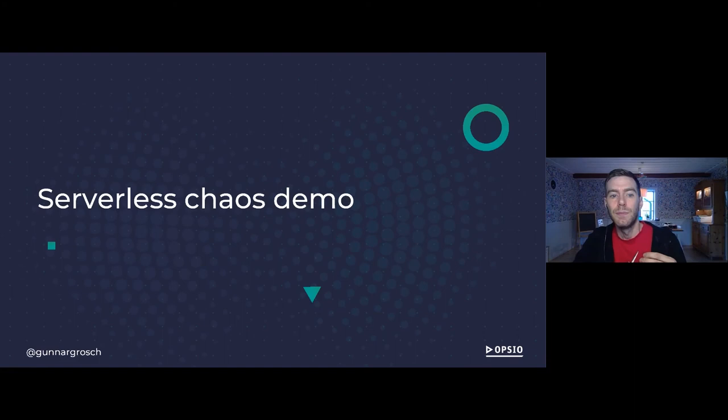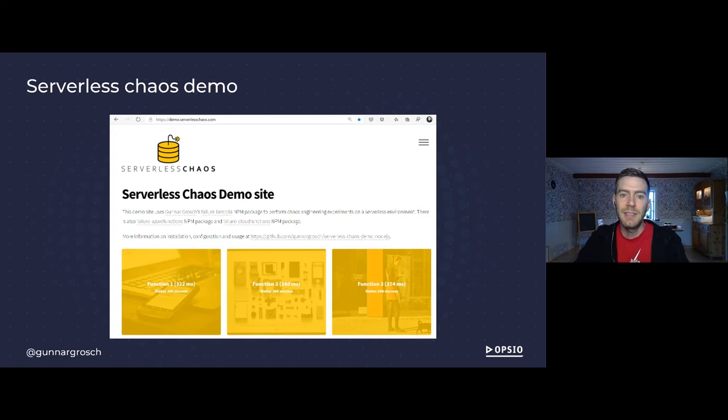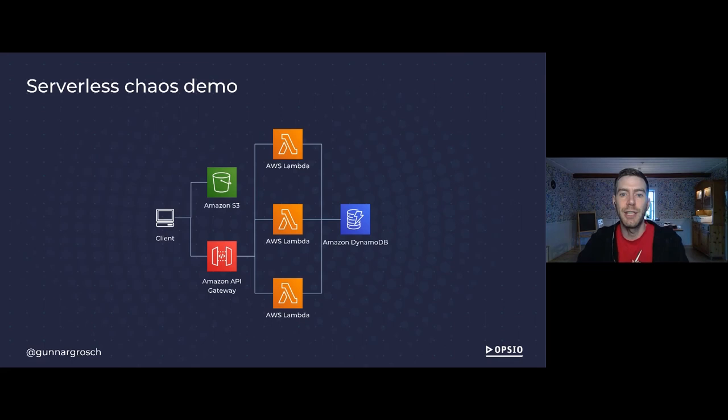So on to the practical part, and let's do some experiments. This is what's called a serverless chaos demo site. And I built this as a way of showing how we can do chaos experiments on serverless. And that's what we'll be using tonight. And this is the architecture. It's quite similar to the one we saw earlier. We have an API gateway. We have some Lambda functions fetching data from a DynamoDB table and an S3 bucket for object storage.